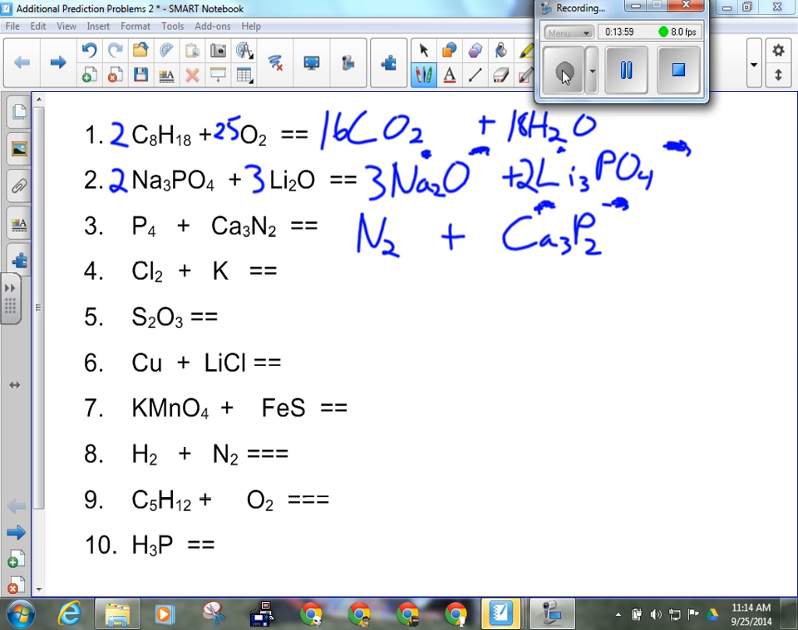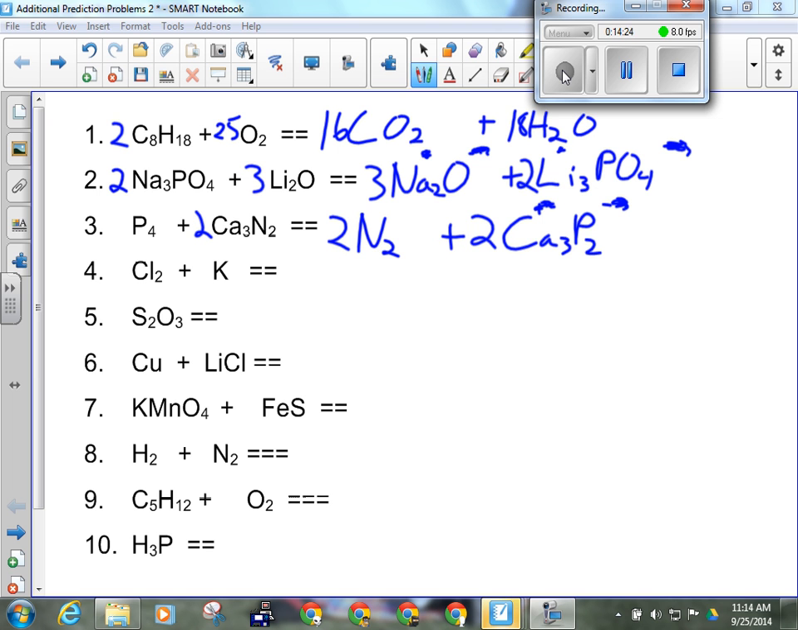Phosphorus is probably the thing I should balance first, as there's 4 over here. So a 2 there will help with that. That gives me 6 calciums, so a 2 here will take care of that, and then a 2 here will take care of my nitrogens. Everyone okay with that one? Questions? Don't be afraid to ask as we're going through.